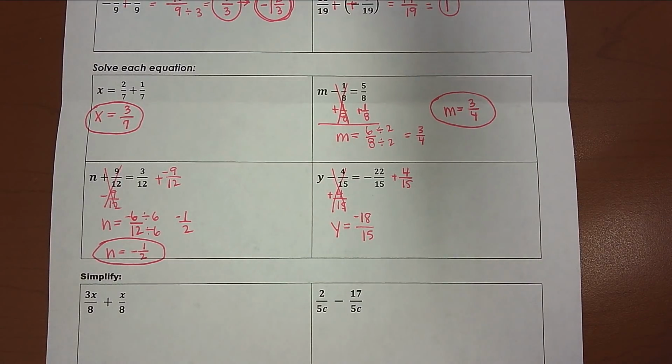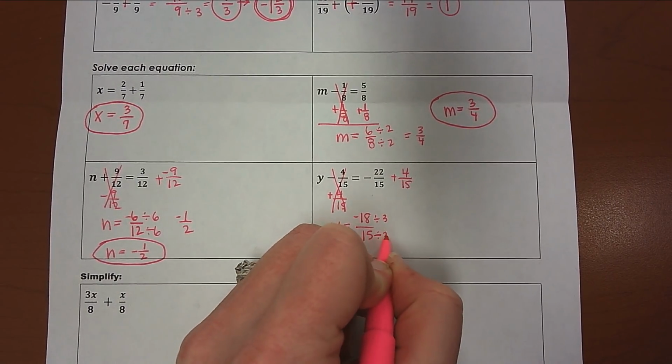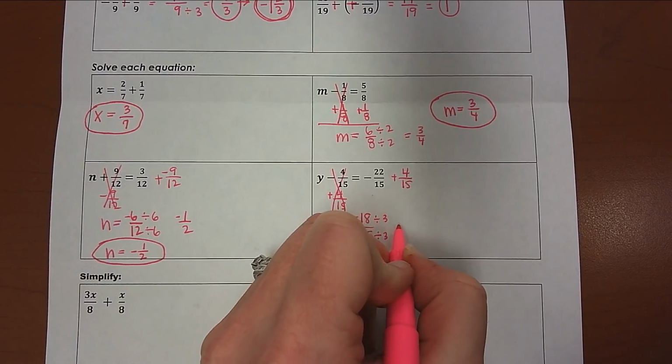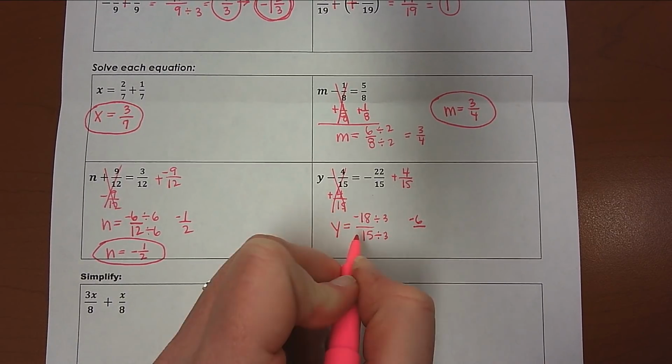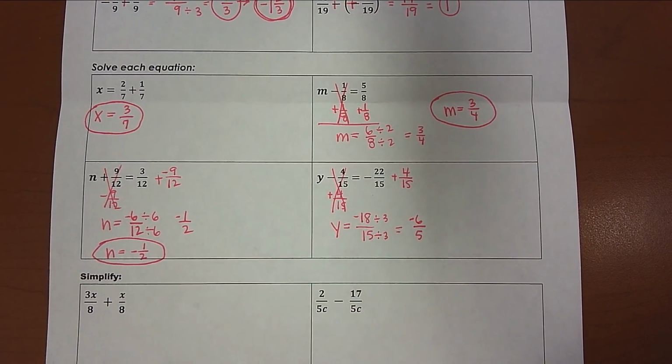I do need to reduce my answer because 3 goes into both of them. So I'm going to divide top and bottom by 3. And when I do that, I get negative 18 divided by 3 is negative 6, and 15 divided by 3 is 5. So y equals negative 6/5.